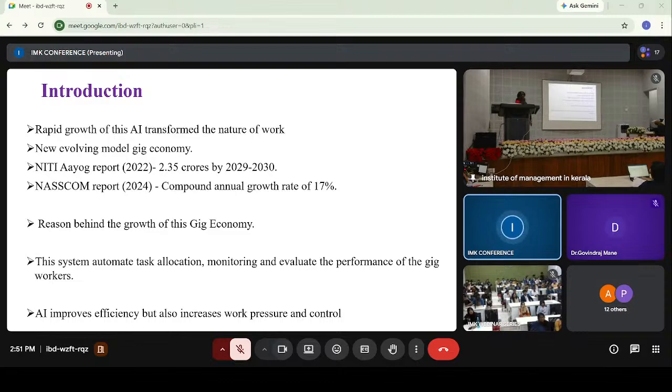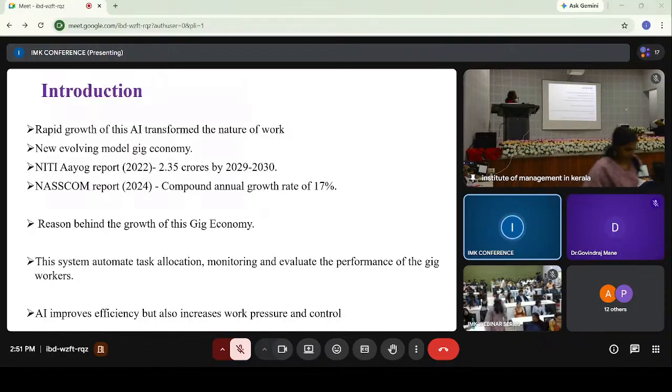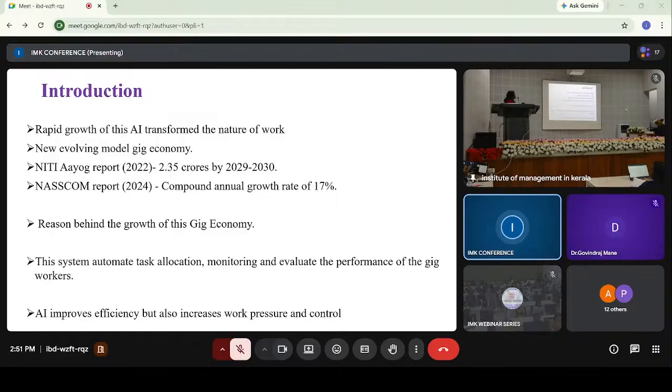Introduction. As we all know, rapid advances in technology have created ethical concerns, and the traditional working model has totally changed, giving rise to the growth of the gig economy, which is a new model in our country. Every report says this is showing a growing trend, with about 17% compound annual growth rate. Besides this, it is true that AI and advanced technology have given rise to this gig economy.